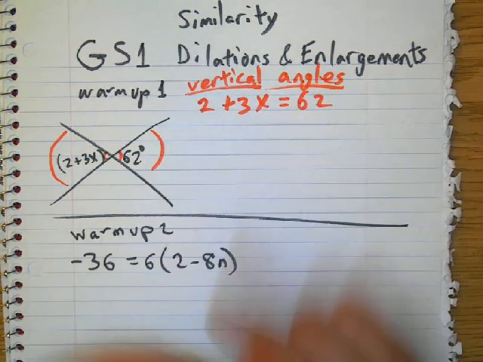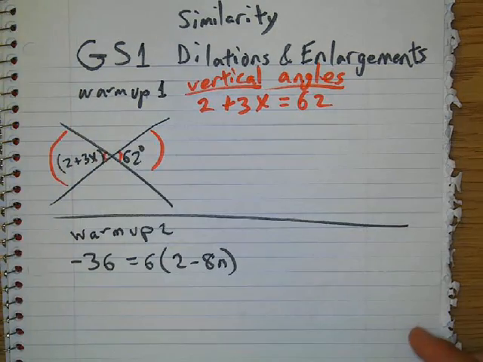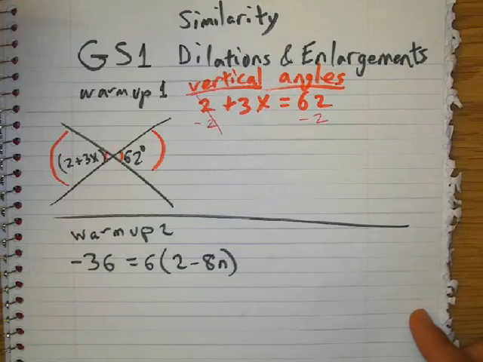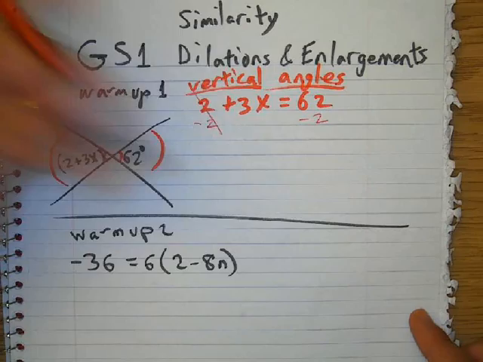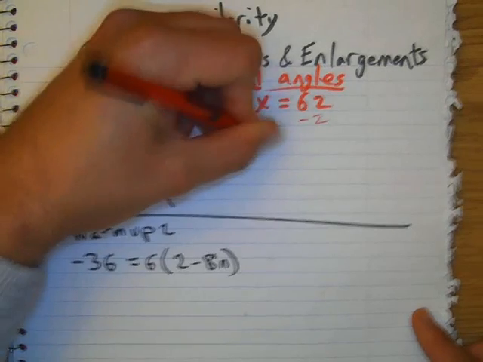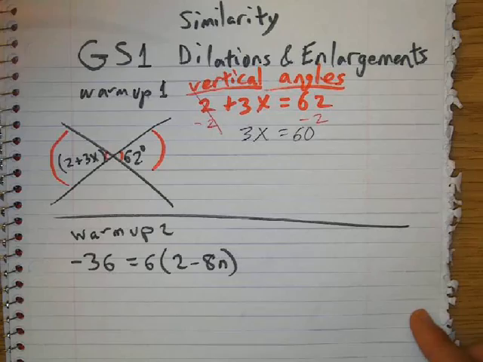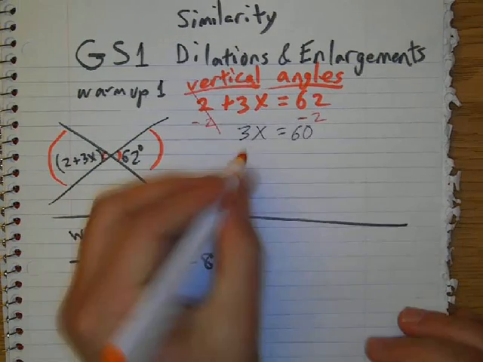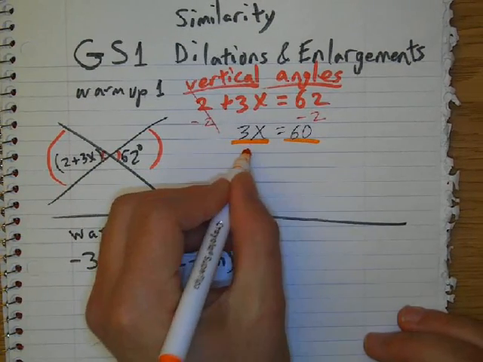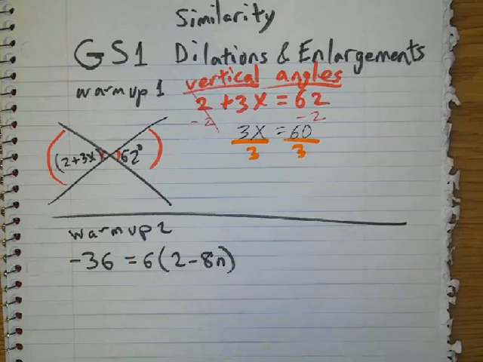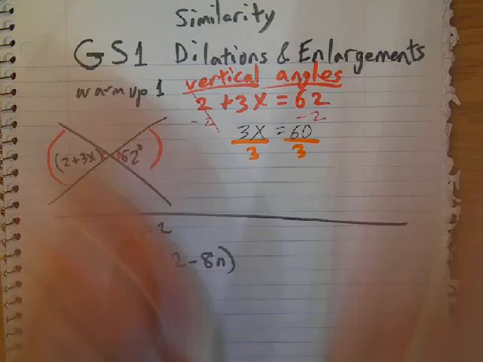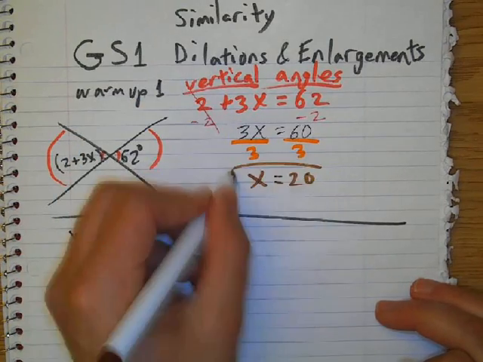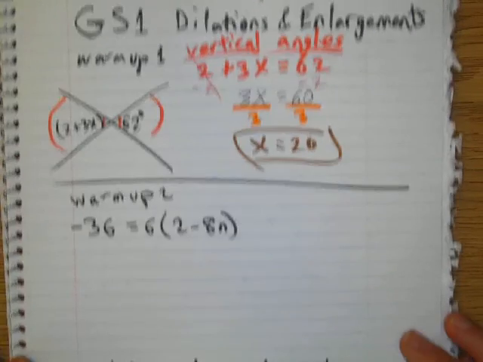So first step is subtract 2 on both sides of the equal sign to make that go away. So now I've got 3x equals 60. And then the next step, we divide both sides of the equal sign by 3. And then we get x equals 20. All right, let's do the next question.